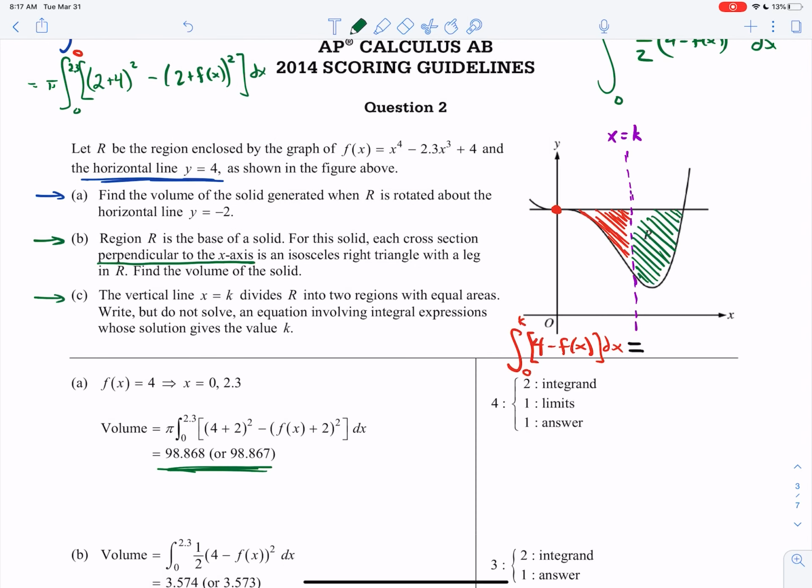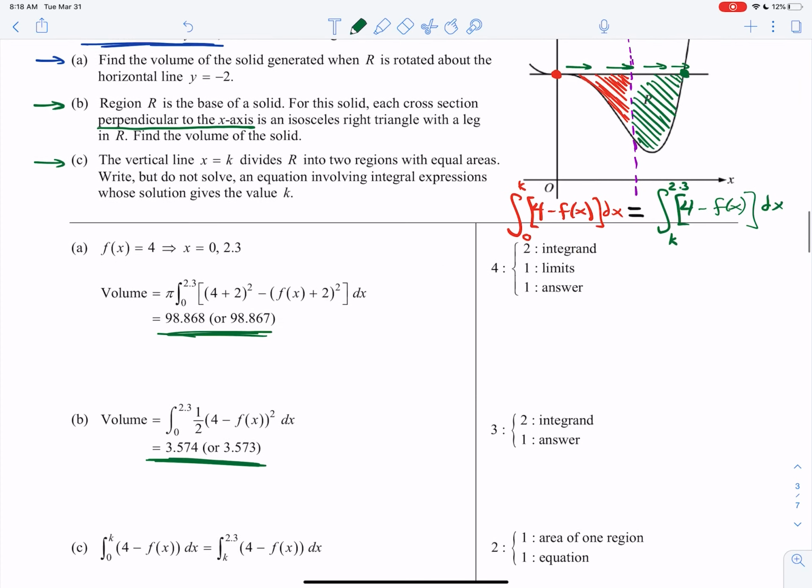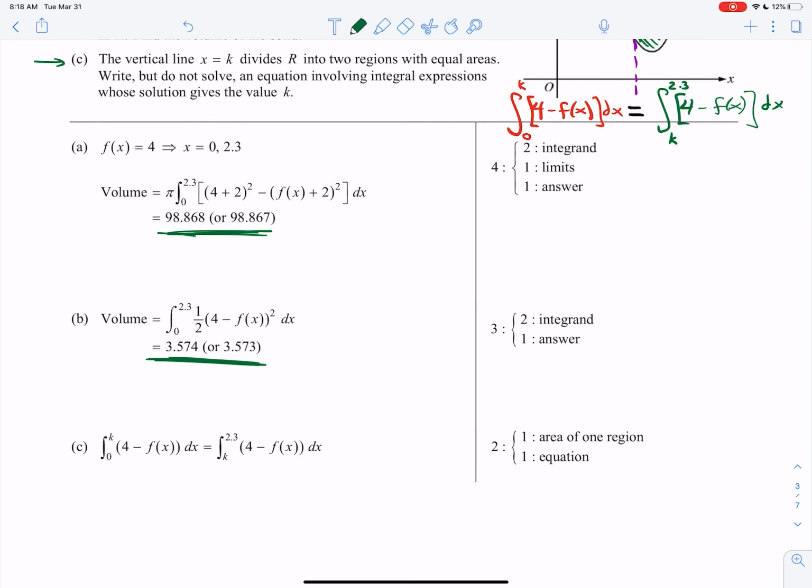Okay. Now that second area, integral, top and bottom hasn't changed, but it starts at not 0, but actually k, and goes all the way up to 2.3. So we're going in a forward direction here. And that's basically it. We don't have to solve it. There you go.